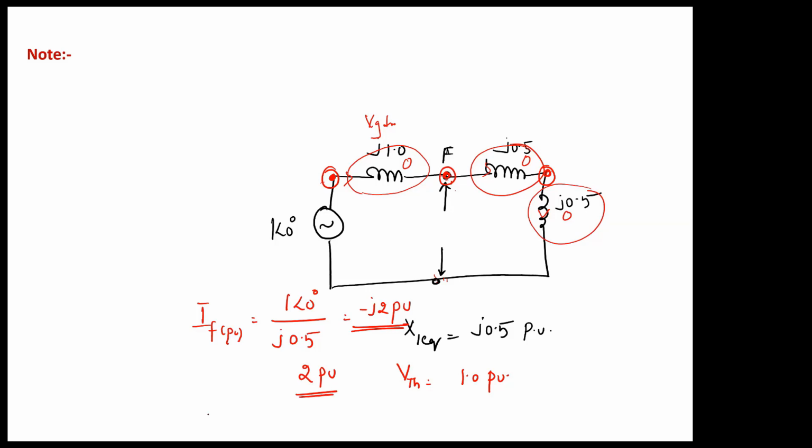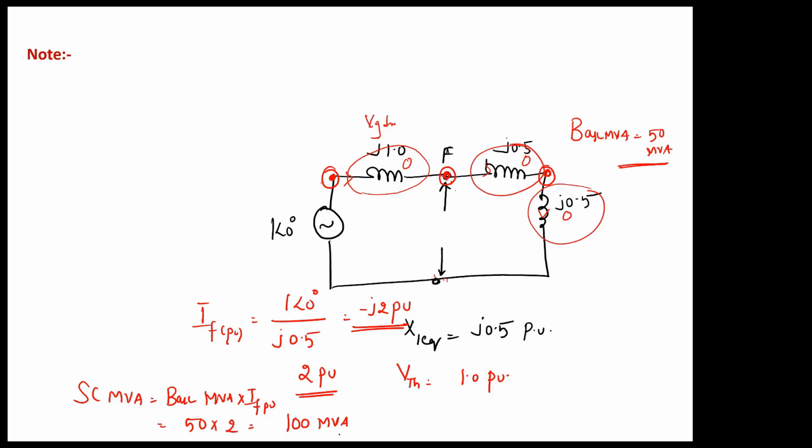Okay. So for this system, let us take base MVA as 50 MVA. Now our short circuit MVA will become base MVA into IF per unit, that is 50 into 2 per unit, that is 100 MVA is the short circuit MVA of the fault. Understand? So this is how you carry out the symmetrical fault analysis.